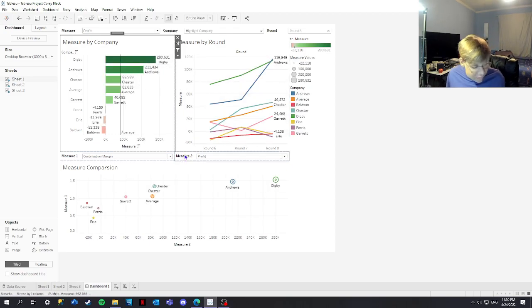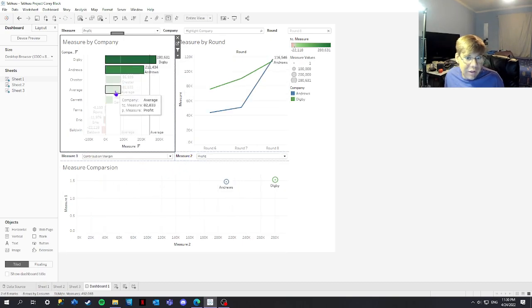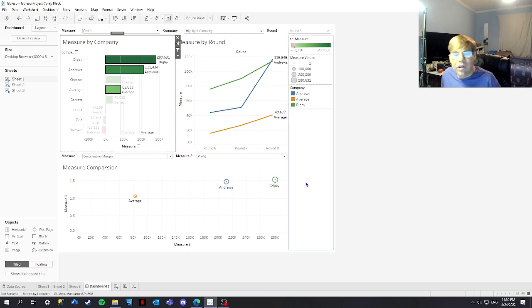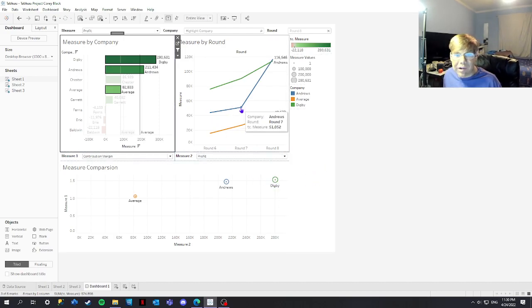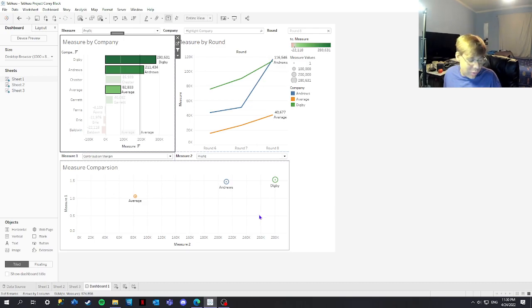The last thing is return on sales, and now I'm going to pick up Digby, Andrews, and the average. On the return on sales, you can see that we exponentially increased it between round 7 and round 8 to surpass Team Andrews. The way that we did this is we fully automated our factories in the simulation, and they did not have full automation. So we were able to have a higher contribution margin and a higher profit because we employed automation.